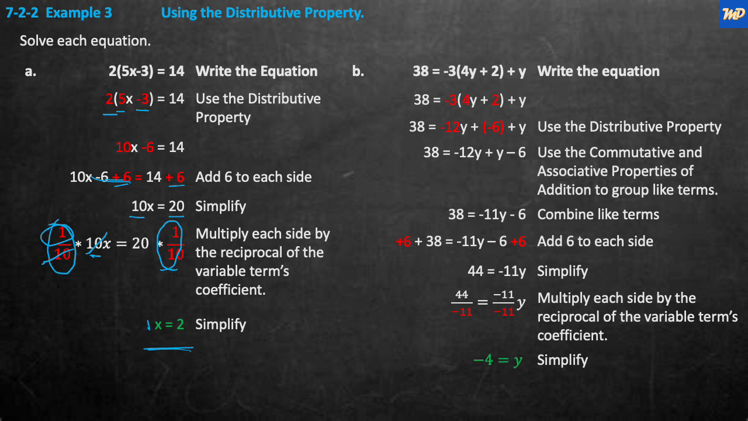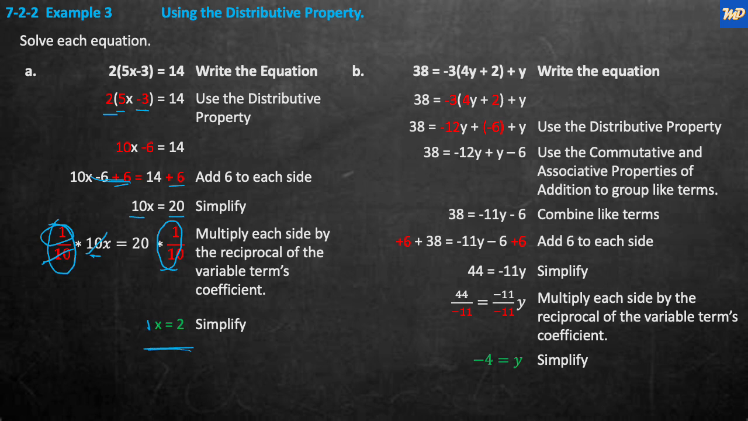On the other side, in problem B, we have 38 is equal to minus 3 plus 4y plus 2 plus y. So they added a little extra kicker in here. They put that y in. It's not going to cause us any problems. We're just going to add it and subtract it as we go along.